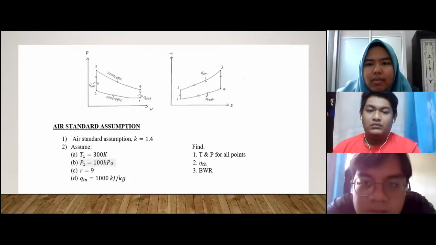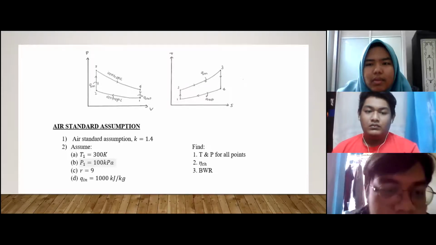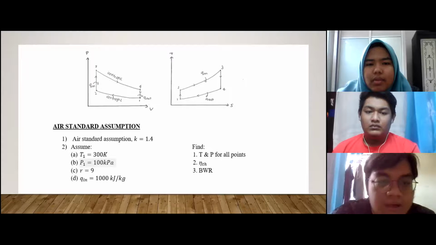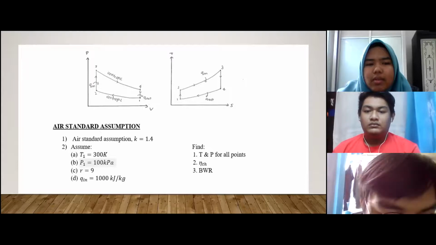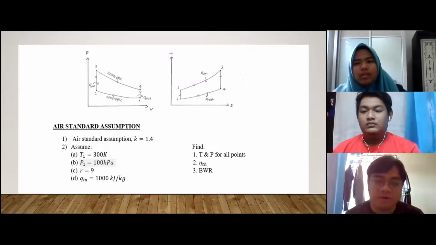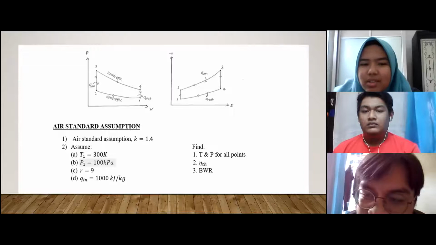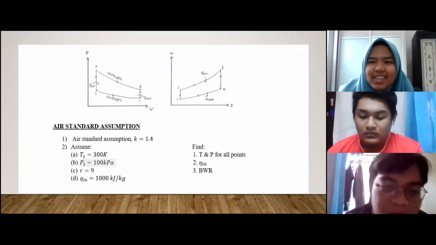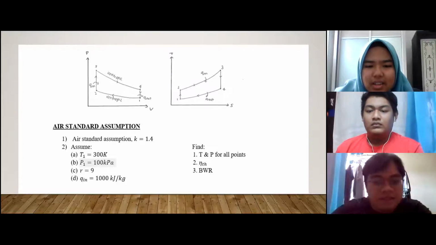So we're going to continue our calculation with the extended assumption. This is our graph for PV and TS. So for the extended assumption, we assume that K is equal to 1.4. So we assume the values for our calculation.